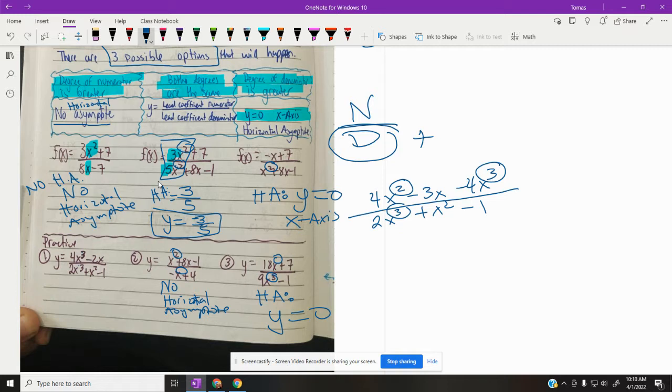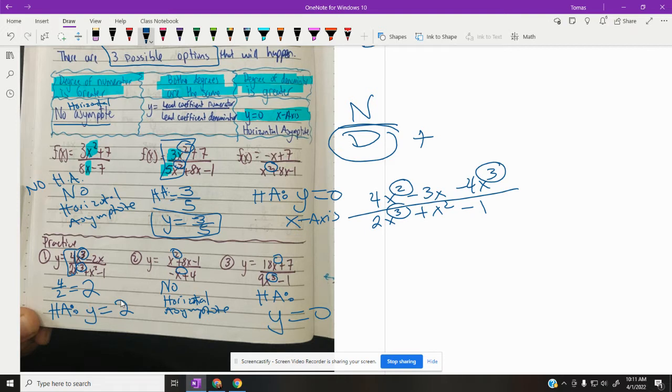In this practice problem, these two degrees are the same. So I look at my coefficients. I get 4 over 2, which can be reduced to 2. So my horizontal asymptote would be y equals 2.